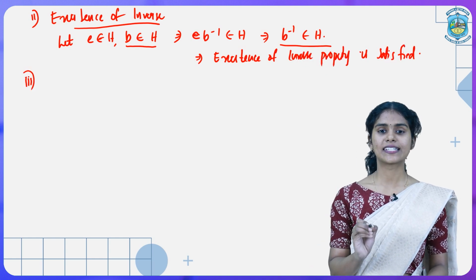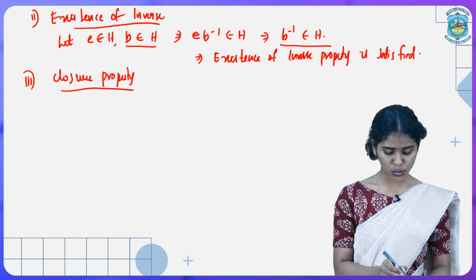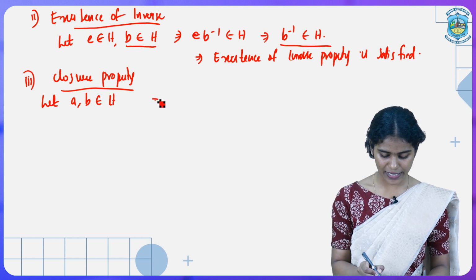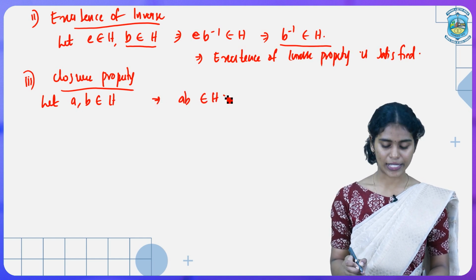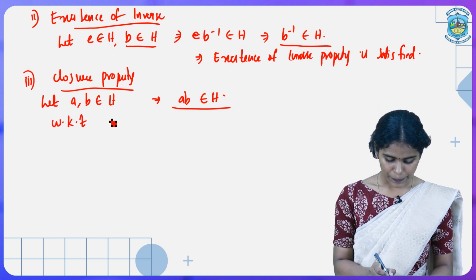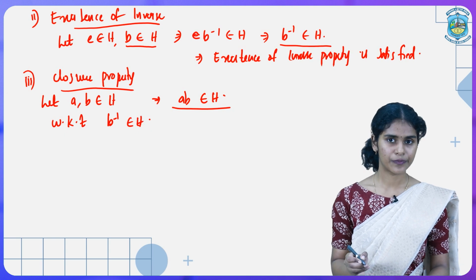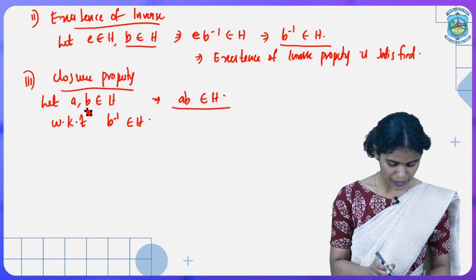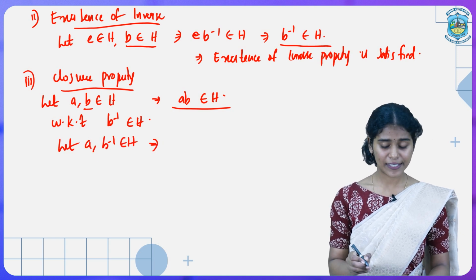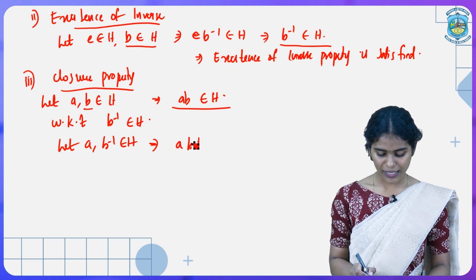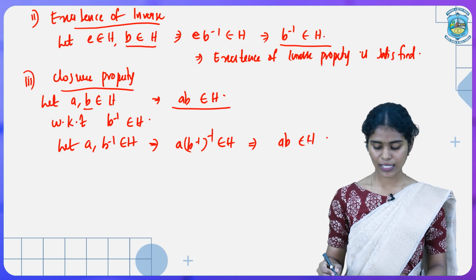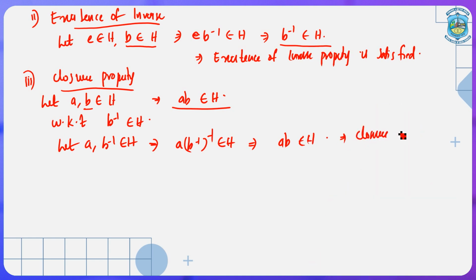Moving into the next property, that is closure property. Let us consider two elements. Let A comma B belongs to H. So, we are supposed to prove here that AB belongs to H. Now using definition, how can we prove here? We know that B inverse belongs to H, right? So we will consider not B but B inverse. So let A comma B inverse belongs to H. So when we apply the definition, this will be equal to A into B inverse whole inverse belongs to H. This is equal to AB belongs to H. Thus closure property is satisfied.